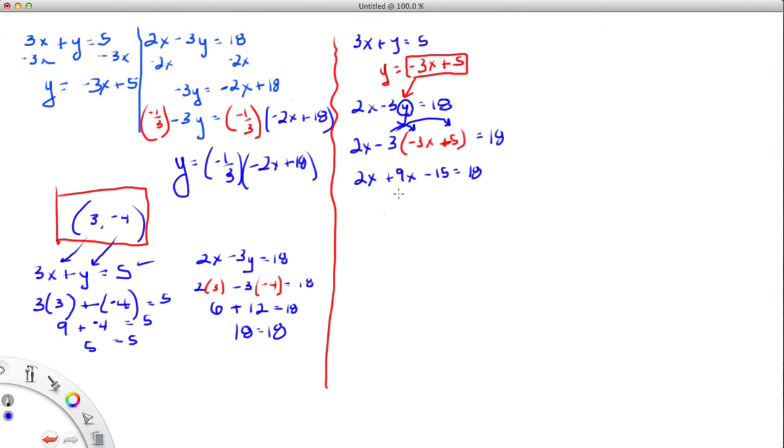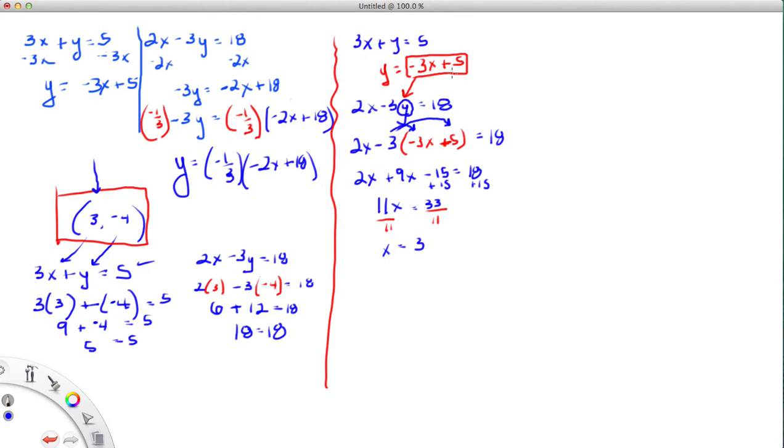So now we have the equation written in terms of just x. So 9 plus 2 is 11. I'm going to add 15 to both sides here. I get 11x equals 33, since 15 and 18 is 33. Divide both sides by 11. And you get x equals 3. Remember? We knew it was going to be 3. So what's y going to be? Y is going to be negative 4.